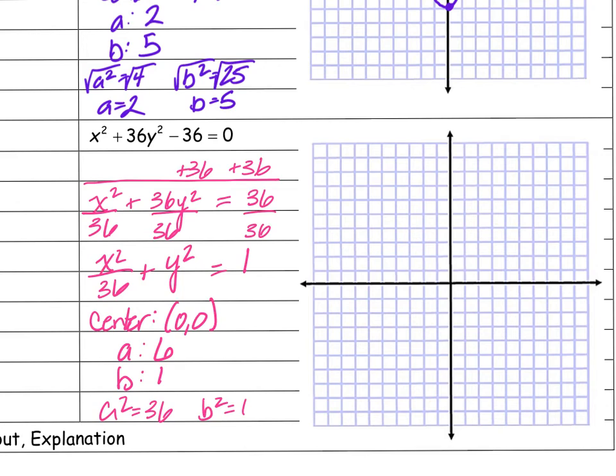Okay, so here we go. Center of my circle is 0, 0. 6 to the right, 1, 2, 3, 4, 5, 6, or 6 to the left, whichever direction that is, and 6 the other way, 1, 2, 3, 4, 5, 6. 1 up, 1 down, and there you go, an ellipse.